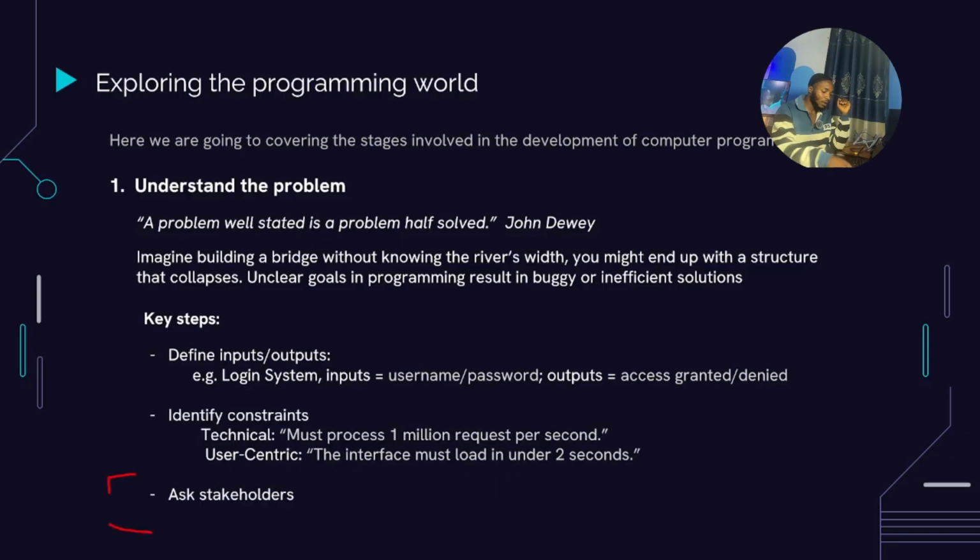Let me get this homemade stylus here. So the first step that I want us to look at will be asking the stakeholders. The stakeholders here can be the client, the person that you want to build the system for, or you can still be yourself. So you have to ask questions like, what is the system going to do? With this feature, how is it going to function? How will the user be able to interact with the system and stuff like that?